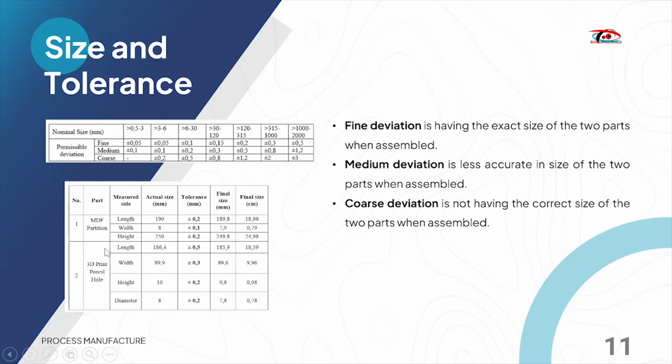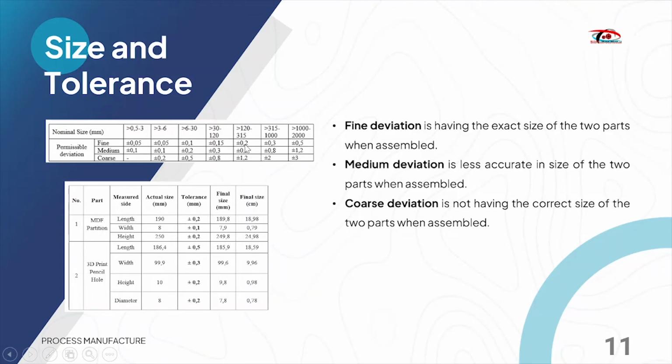For example, as you can see in the second table here, for the part MDF, we will measure the lead, width, and height. For the lead, the actual size of the lead of the MDF partition is 190. So we can see it is in this range between 122 until 315. So 190 here is included in this range.